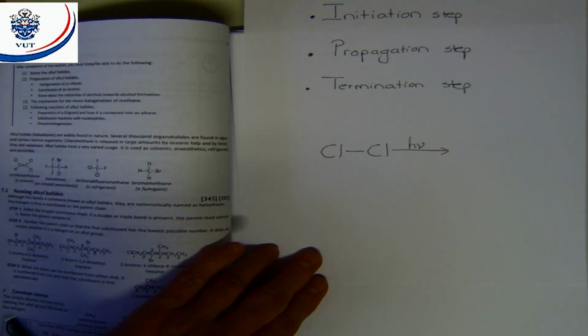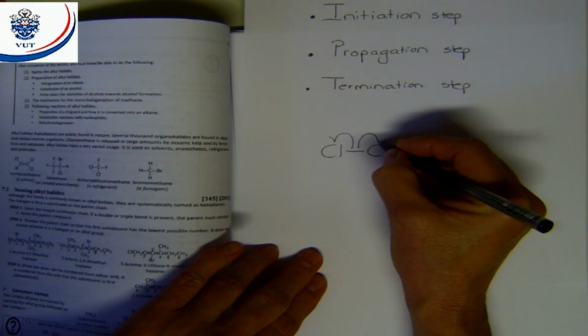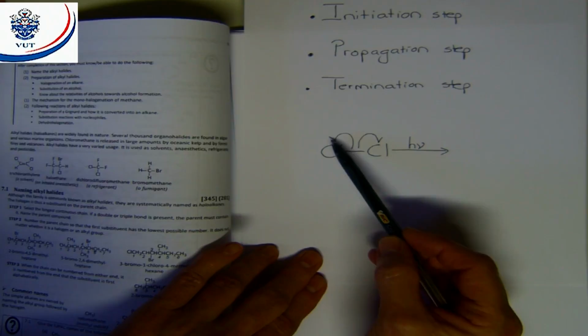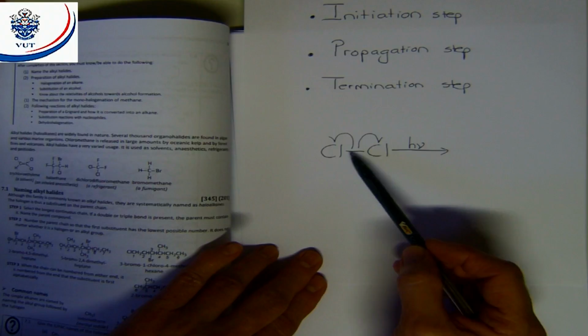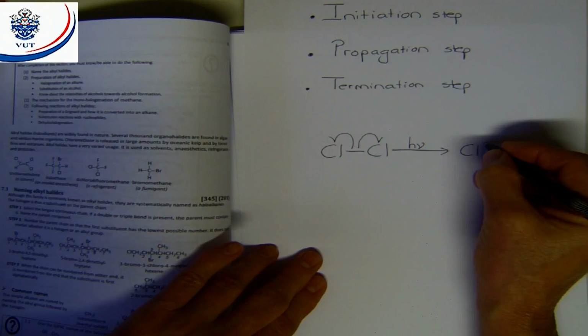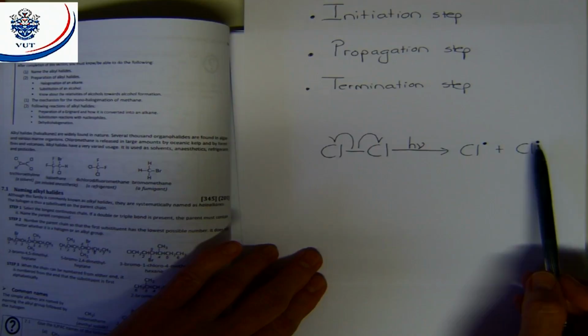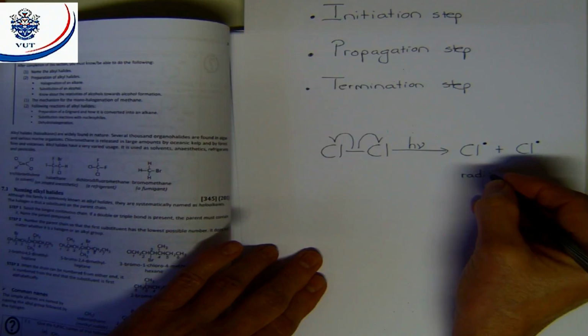Now, by irradiating it, you are going to have a homolytic splitting of the bond between the chlorine atoms there. Homolytic, you can see I make use of my fish hook arrow there, indicating in this pair of electrons, only one electron will go to the one Cl, the other electron to the other Cl. So the bond breaking is taking place in such a way that we end up with two fragments, and each of them is having one odd electron. These ones we refer to as our radicals.